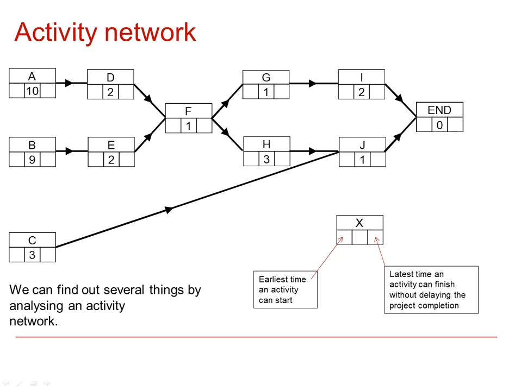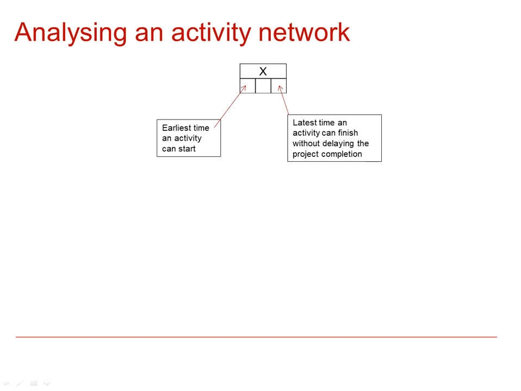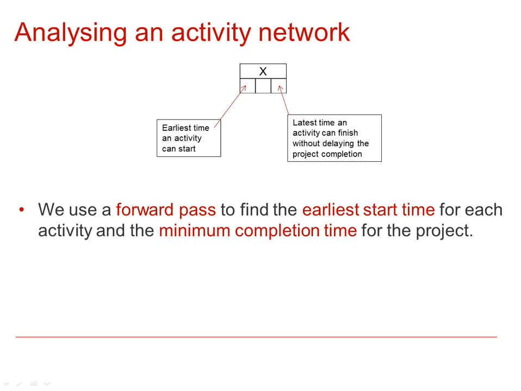So the first thing we're going to do today is to look at how we find the early times and the late times for each of the activities. Well, the early time is found by doing what's called a forward pass through the network, and once we get to the end of it that shows us how long the whole project will take, or at least the minimum time that it will take, as long as there are no delays in those critical activities.